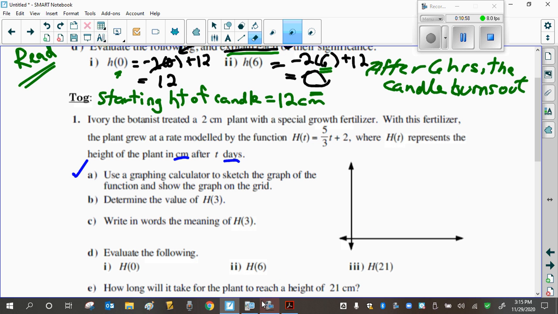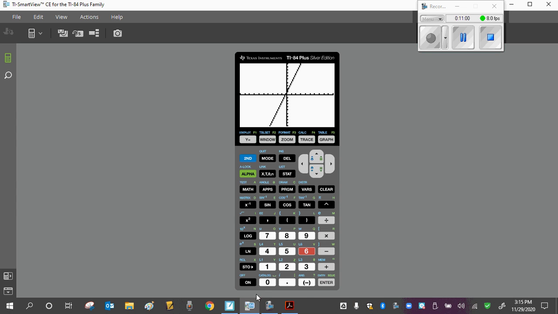And to do that in your calculator, remember H of T means Y equals. So let's go to your Y equals. Press zoom 6 if you have a different window setting. It says 5/3 T, or 5/3 X. And so I'm going to put 5/3 X, but remember X is X over 1. So X goes into the numerator. So that's 5/3 X plus 2. And then I graph it.